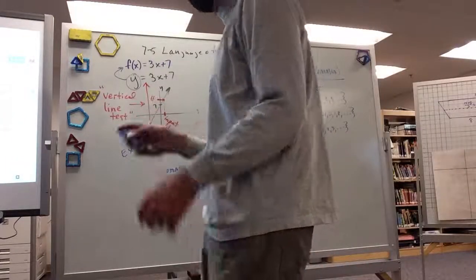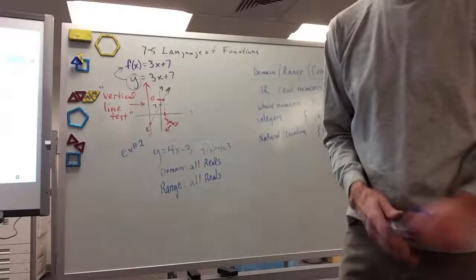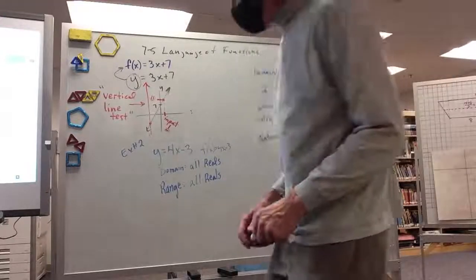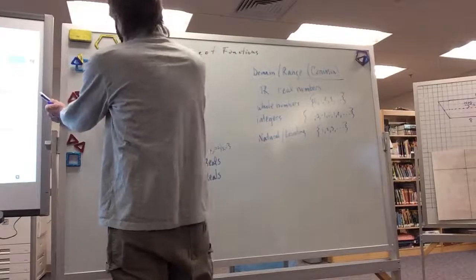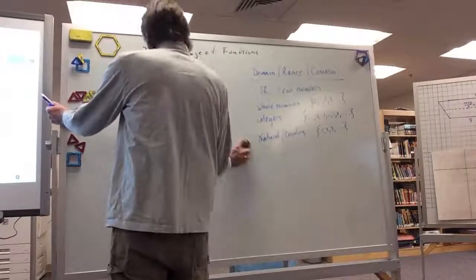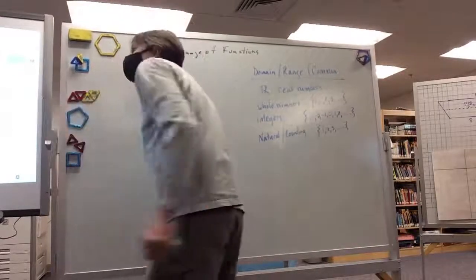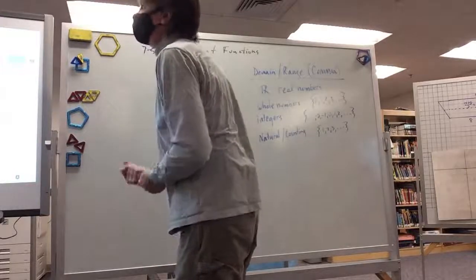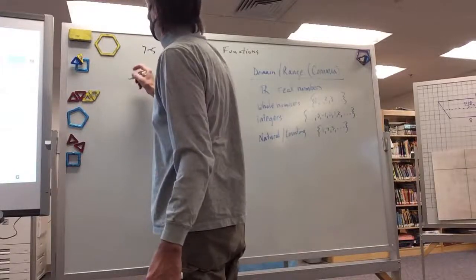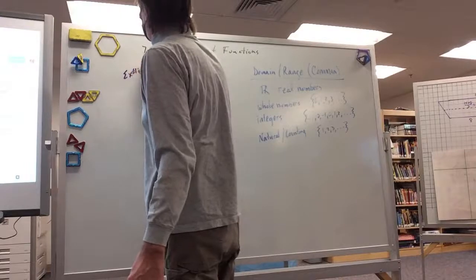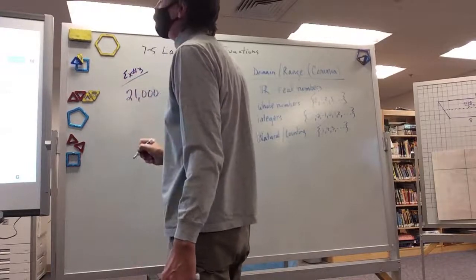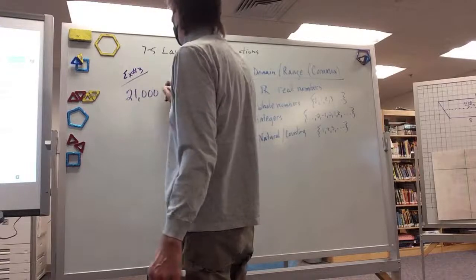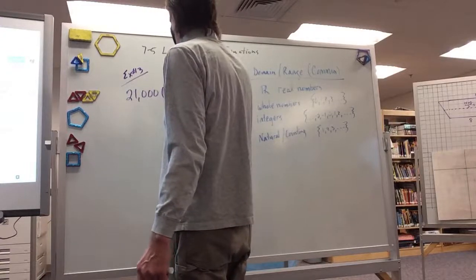Okay, third example. So we go back to one of these equations that we were using for decay. So they talk about this car that's worth $21,000. And then it gets multiplied by 85%.